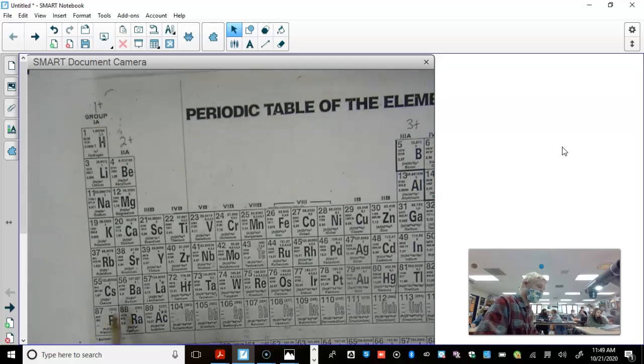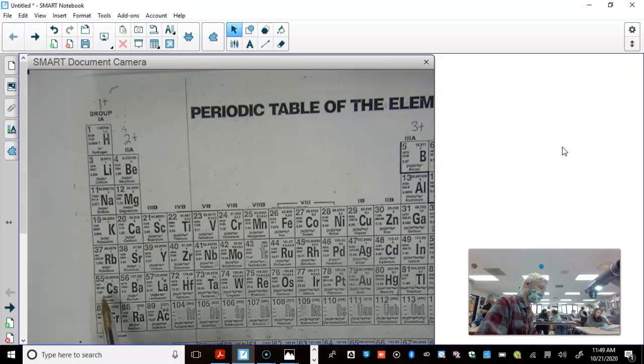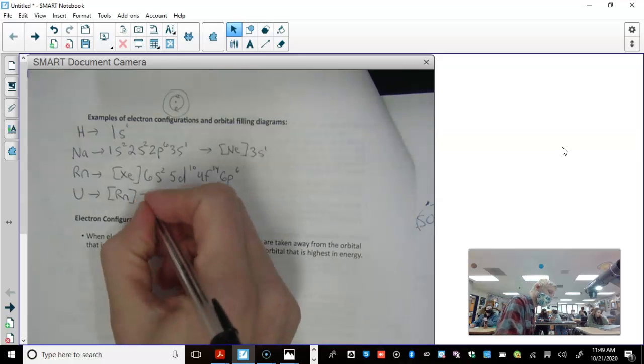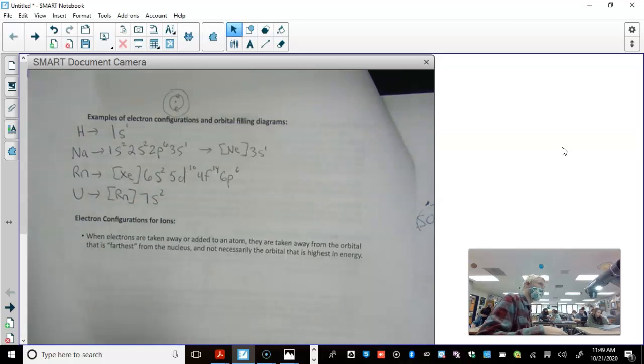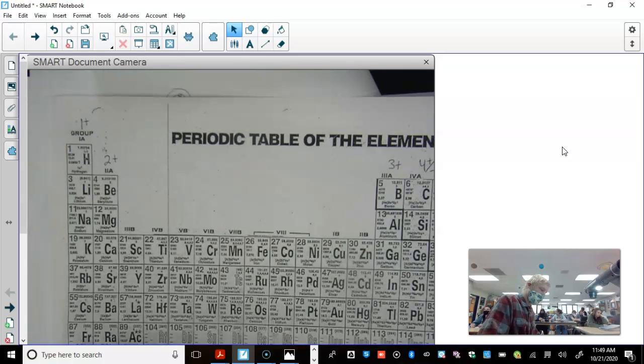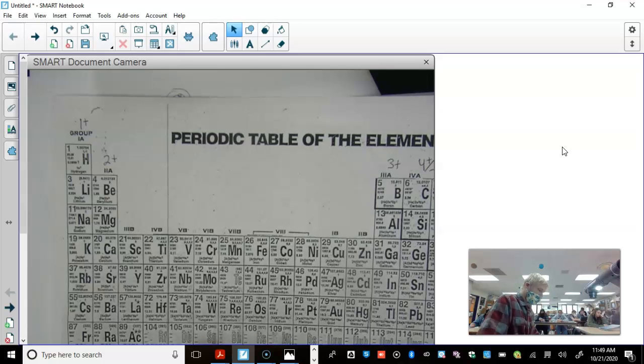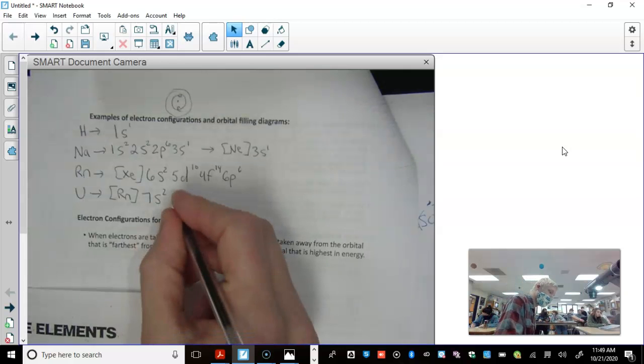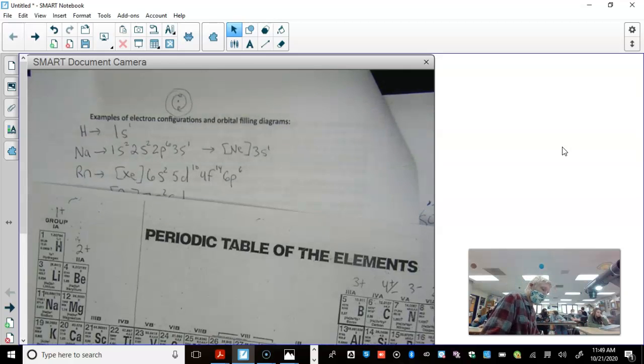Number 87 is right here. That's in which row? 7th row. You got it. 7th row. Which letter would it be? S. And we're going to fill it up. 7s2. 1, 2. But now we're at 89. It's in the D section. But what do we call it? Not the 7th row, but the 6th row. So it's going to be 6D. And there's only one.